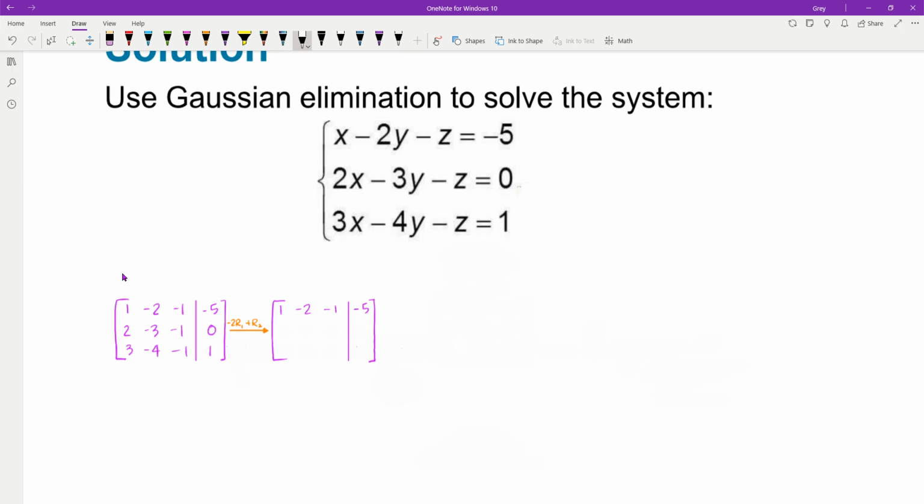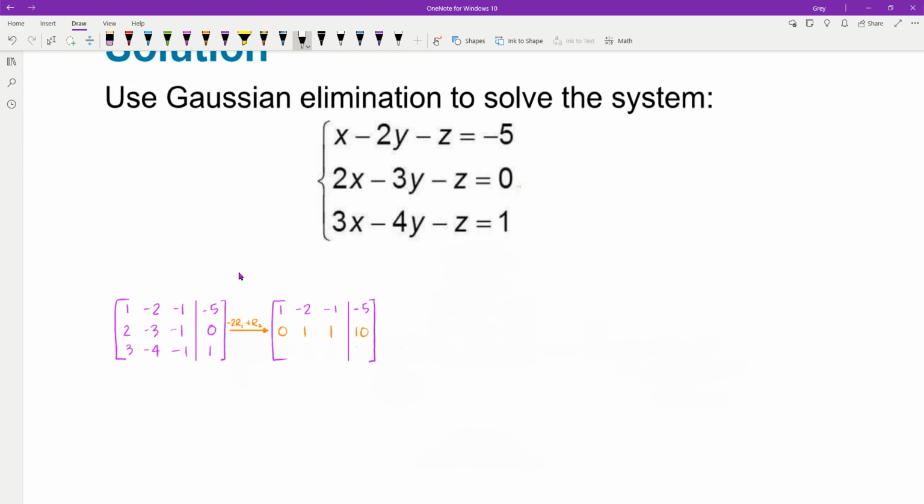Now this row: -2 times 1 plus 2 is going to be 0. -2 times -2 is 4, plus -3 is 1. -2 times -1 is +2, and +2 minus 1 is 1. -2 times -5 is 10, and 10 plus 0 is 10.